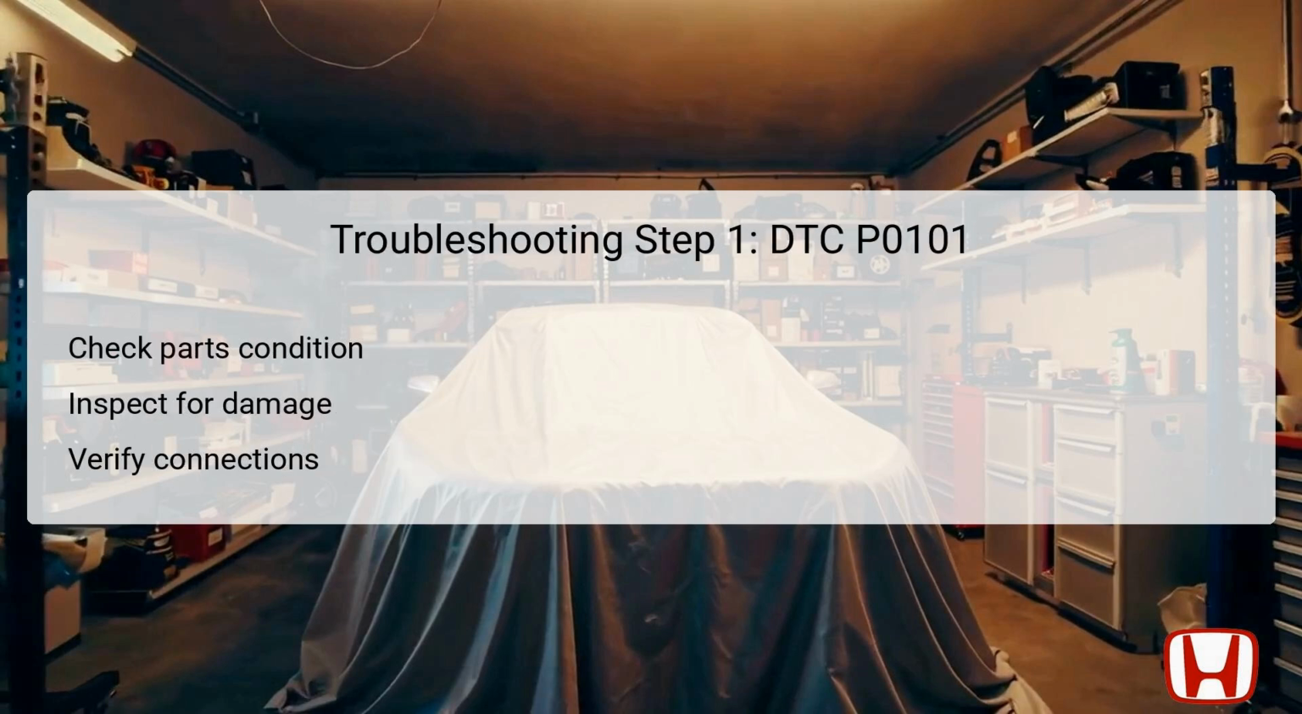The first step in troubleshooting DTC P0101 is to conduct a thorough parts condition check. This involves inspecting several components, including the positive crankcase ventilation, PCV valve, the PCV hose, the intake air duct, the air cleaner, and the purge line, as well as any connections between these components and the throttle body. It's crucial to look for any signs of physical damage, such as cracks or loose fittings, as these issues can disrupt performance and alter the sensor readings.